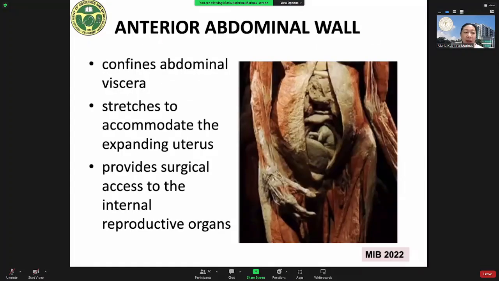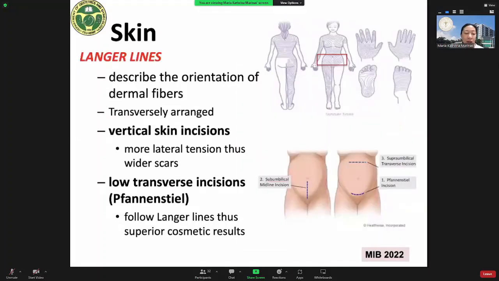Okay, so the abdomen is the region of the trunk that lies between the diaphragm above and the inlet of the pelvis below. As the abdominal wall is entered, several layers have to be traversed to reach the peritoneal cavity. And so we know that during pregnancy, the anterior abdominal wall has to stretch to accommodate the expanding uterus. So let's start first with the skin.